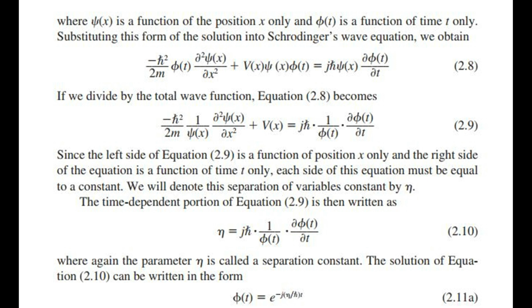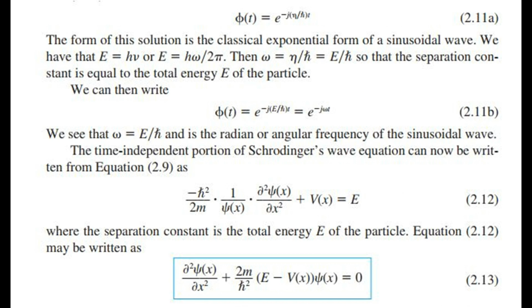The solution of equation 2.10 can be written in the form [equation]. The form of this solution is the classical exponential form of a sinusoidal wave. We have that η is equal to the total energy E of the particle. We can then write [equation]. We see that ω is the radian or angular frequency of the sinusoidal wave. The time-independent portion of Schrödinger's wave equation can now be written from equation 2.9 as [equation], where the separation constant is the total energy E of the particle.